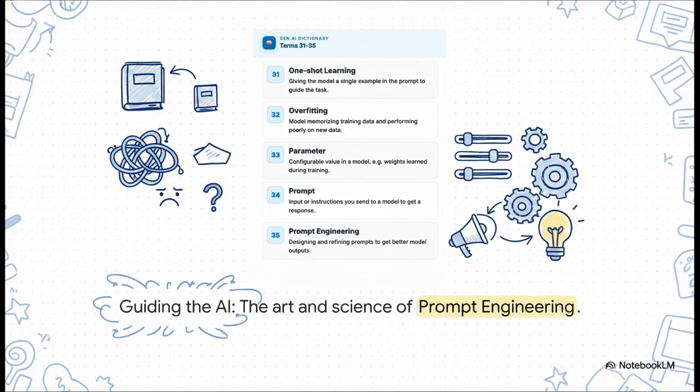One way to guide an AI is with one-shot learning. This is where you give the model just a single example right there in the prompt. For instance, you can show it one article and the kind of headline you want, and it'll apply that same style to a new one. But you have to be careful of overfitting.